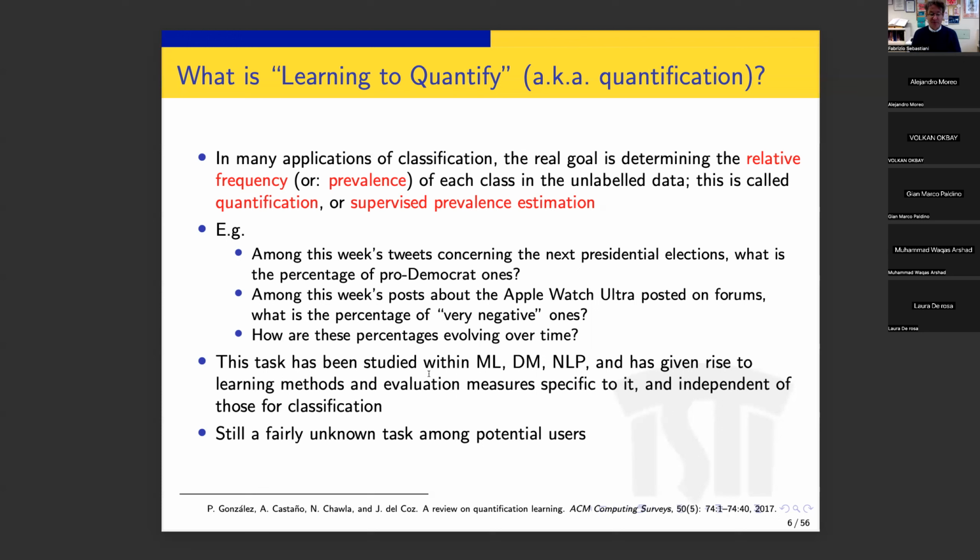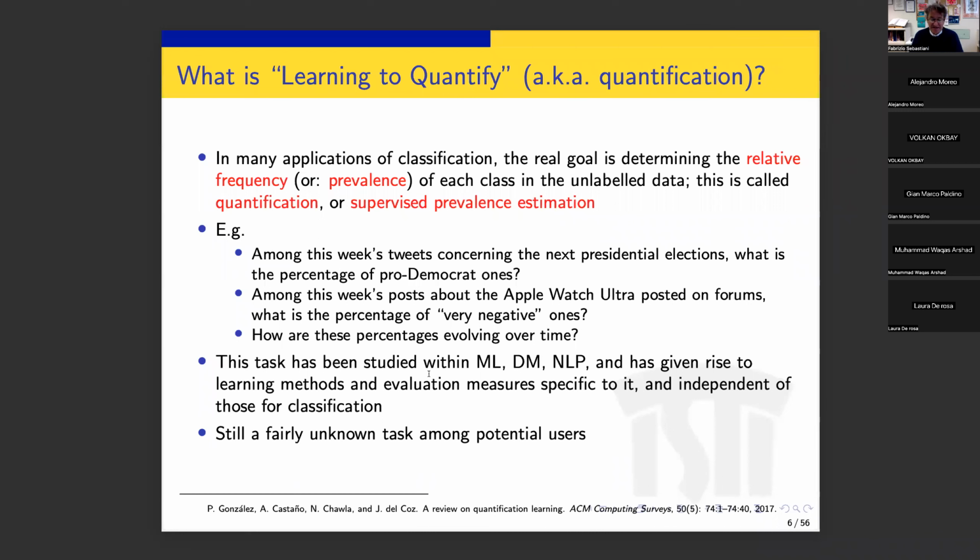Okay, so the previous example, pro-Democrat versus pro-Republican, is a typical case of binary quantification. Here we are talking about very negative, where probably the set of classes is, say, very positive, positive, neutral, negative, very negative. And this is what people call ordinal quantification. How are these percentages evolving over time? Here you're seeing an important aspect of quantification: it is often used in order to monitor the evolution of percentages across a temporal axis. So monitor how support for the Democrats evolves, maybe as a result of specific decisions taken by the Democrats, etc.